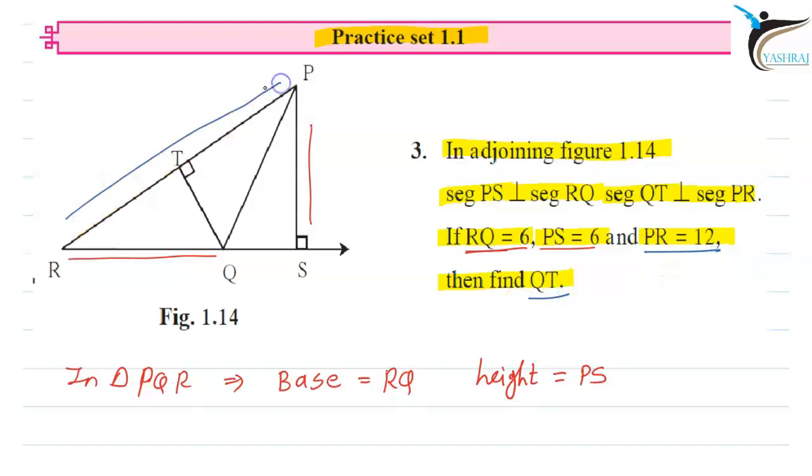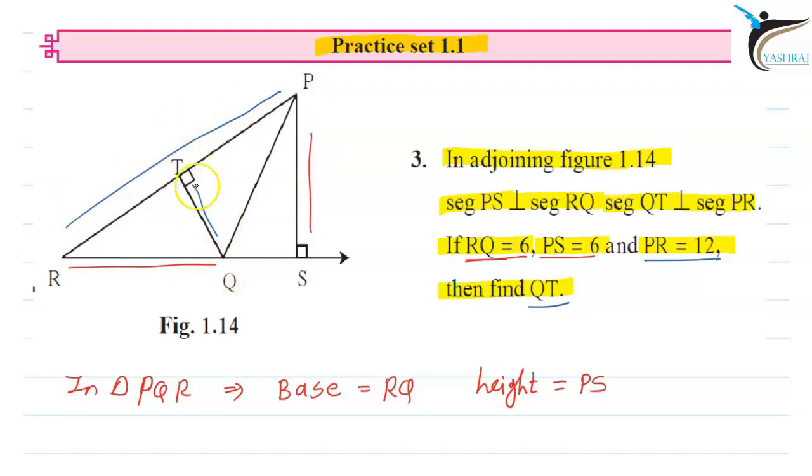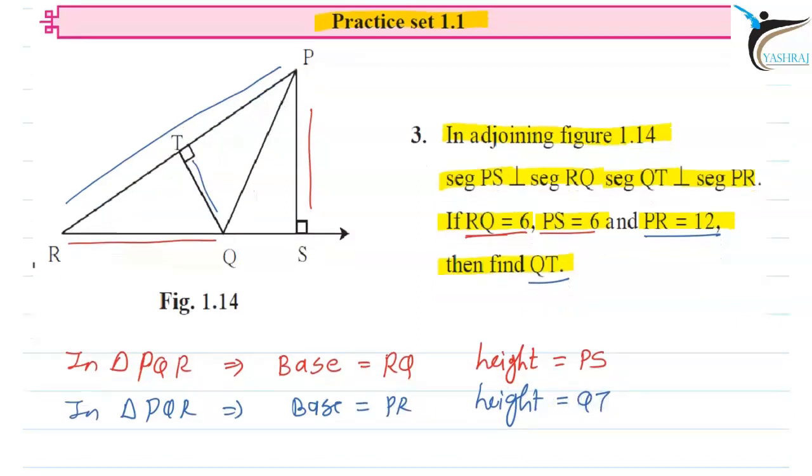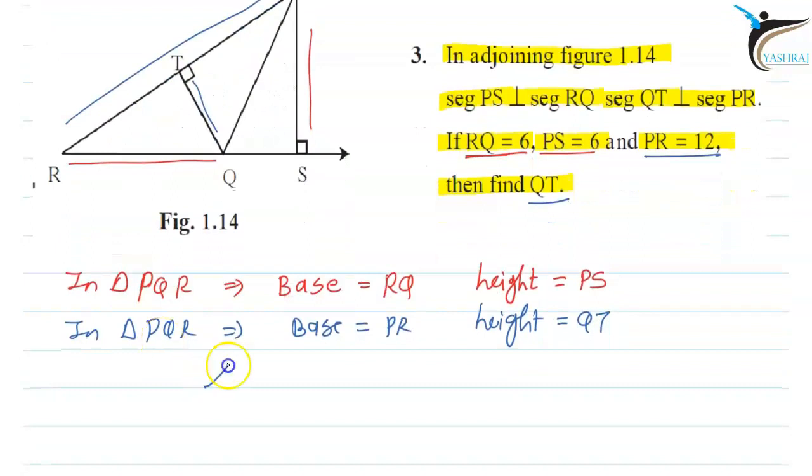Once we consider PR and QT, QT is the perpendicular drawn on PR, so that PR is the base and QT is the height of triangle PRQ again. So in triangle PQR, the base becomes PR and the height becomes QT. Now both triangles are the same one, so ultimately we can write the area of triangle PQR itself.